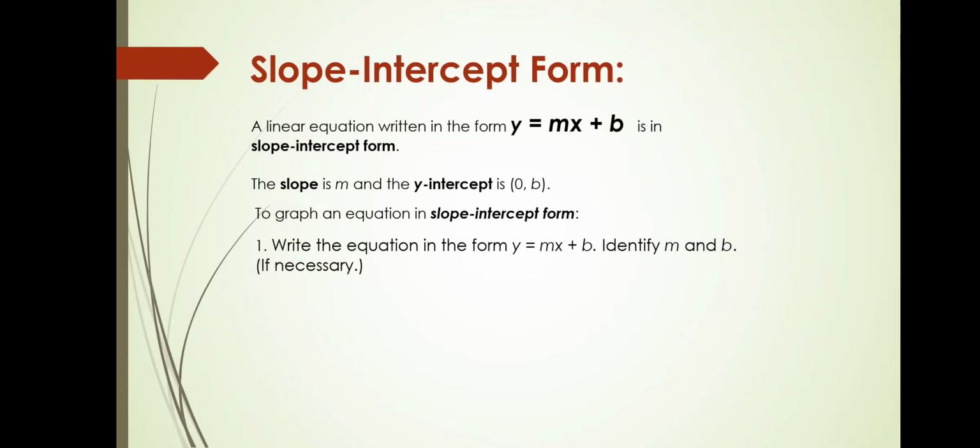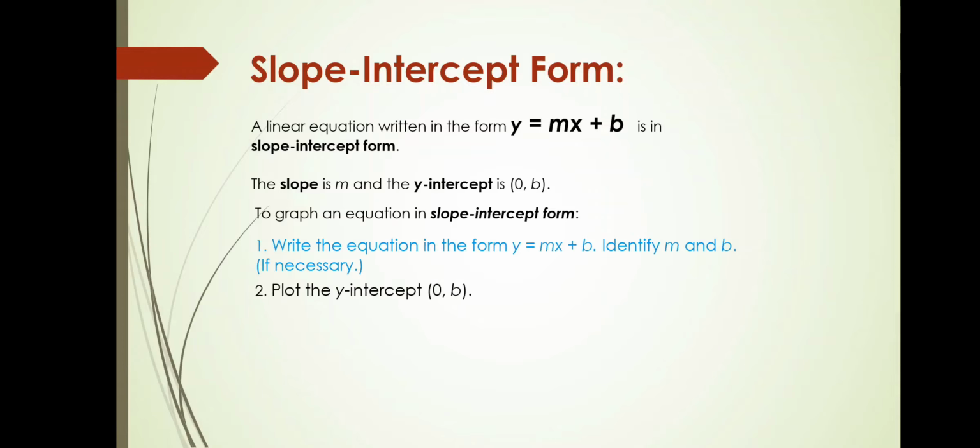Number 1, write the equation in the form y equals mx plus b. Then identify m and b. If the equation is not written in the form y equals mx plus b, you have to rewrite it first in the slope-intercept form and then identify m and b.